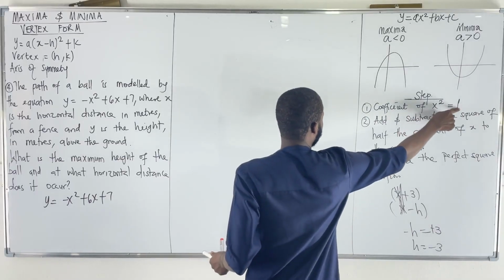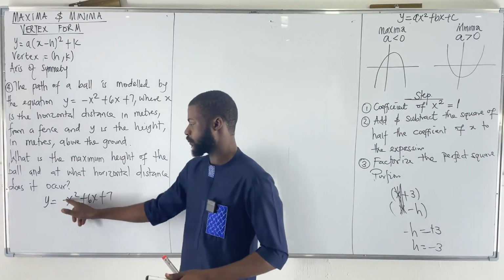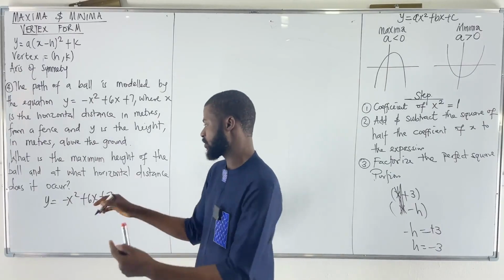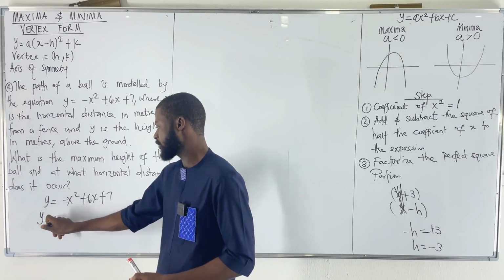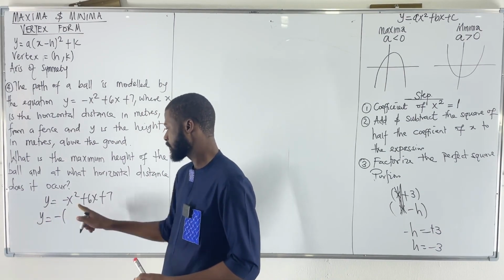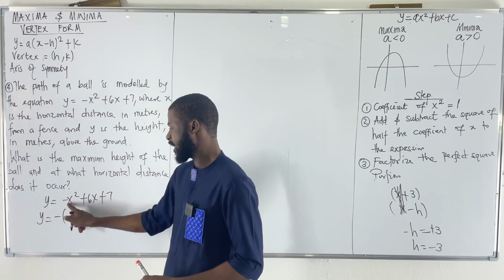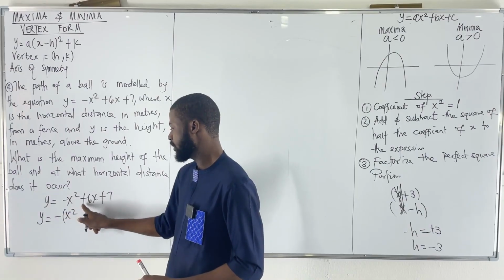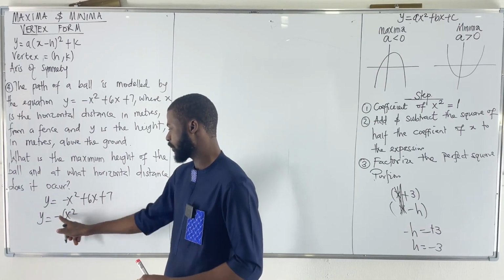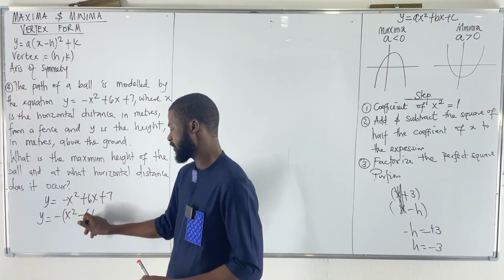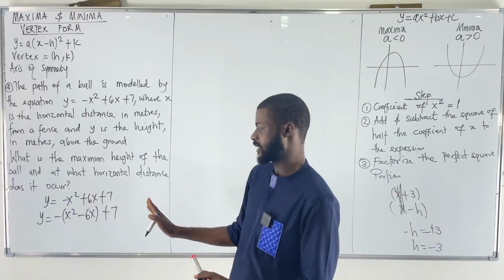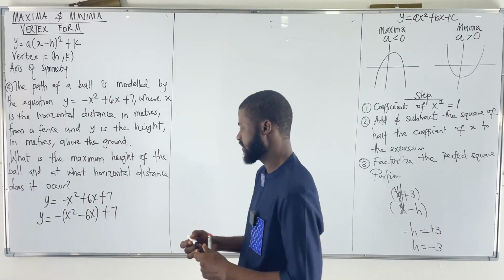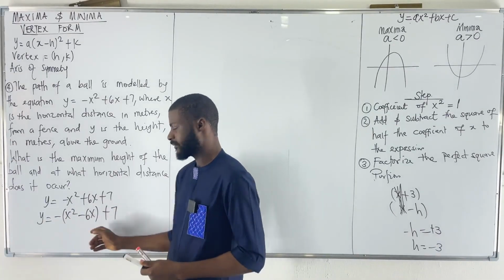The coefficient of x squared should be 1, right? But this is minus 1. So what I'm going to do is to factorize out this minus first. So y equal minus bracket, minus will cancel out minus, you have x squared remaining. This is plus 6x, so when you divide by a minus, that's minus 6x. And then plus 7. The constant really has no business in this case, so let it just stay on its own separately. This is what we have.